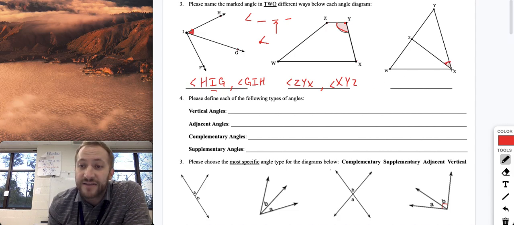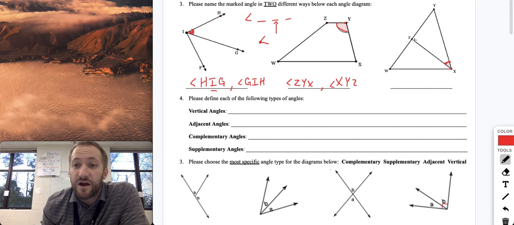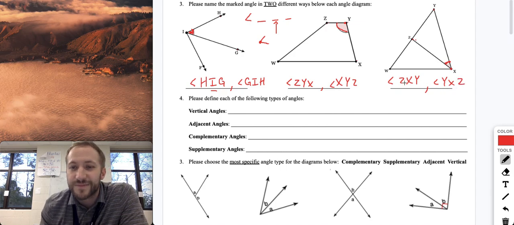Over here, we have this angle that's marked. So it looks like X is the vertex here, so X has to go in the middle when we name this. And our letters that go around it are Z, X, and Y. So we're going to use our angle symbol, Z, X, Y. Or we can name it Y, X, Z, angle Y, X, Z. Perfect. All right, let's look at the next one.